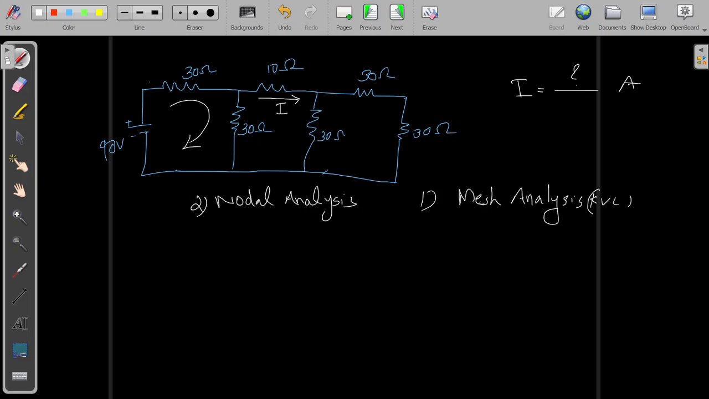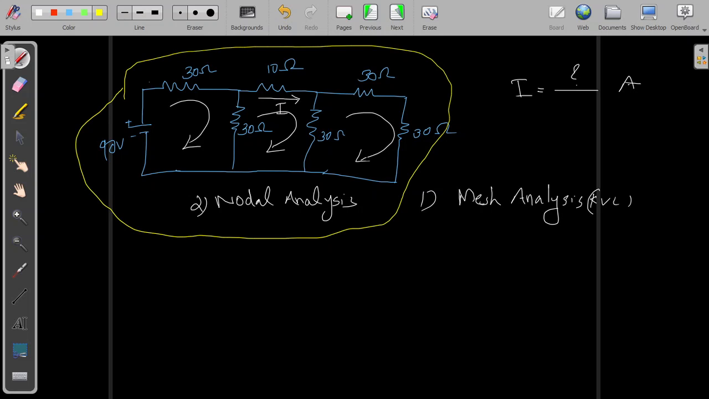This is loop 1, again another loop, again another loop, and also an outer loop is there. An outer loop is also present, but when you are carrying out the mesh analysis, only meshes are considered. Meshes means, recall the definition of mesh. Mesh means loops only, but which do not have a closed path within the loop.